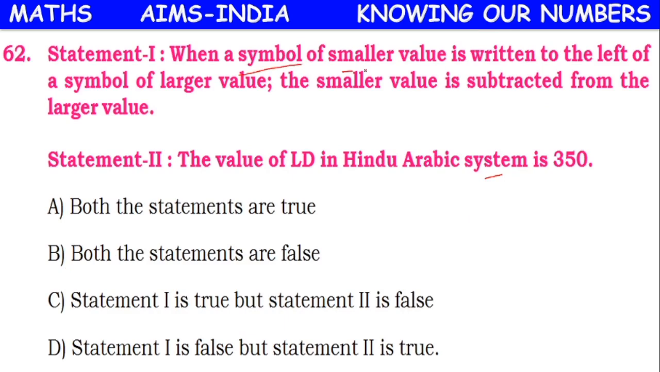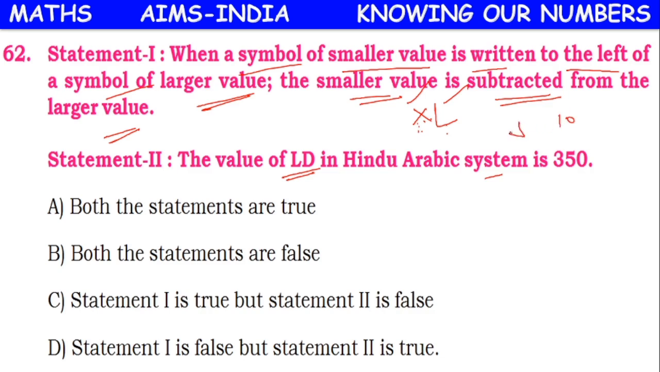So when a symbol of smaller value is written to the left of a symbol of larger value, the smaller value is subtracted from the larger value. So as in this case, if you take XL, what does it mean? X is the smaller value, L is the larger value. Smaller value is written to the left of larger value. It means that smaller value 10 is to be subtracted from larger value 50. Correct. Statement 1 is correct.